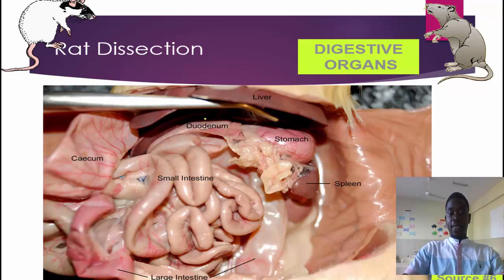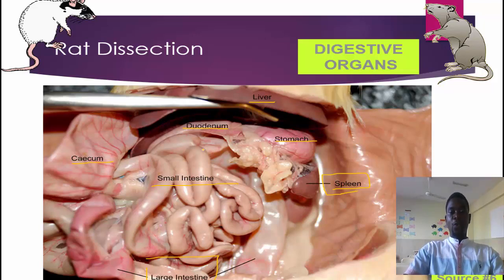So generally, the digestive system of the rat comprises the following structures or organs. First, the liver. Then the stomach here. Soon after the stomach, you have the duodenum, and after the duodenum, you have the small intestine. After the small intestine, you have the cecum, and then you have the large intestine. Okay? You have the large intestine down here. Also you have a spleen, which is just beneath the liver. So as I said, these are the main parts of the digestive system of a rat.